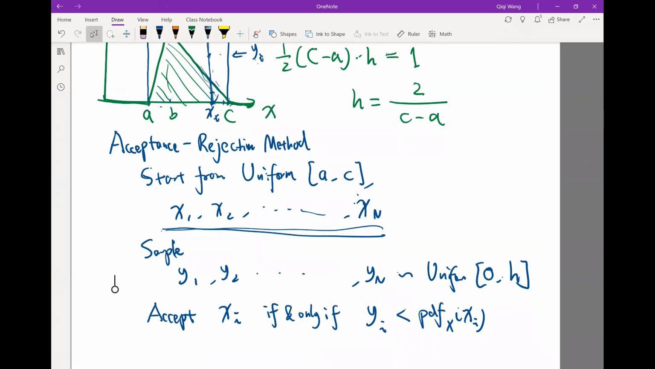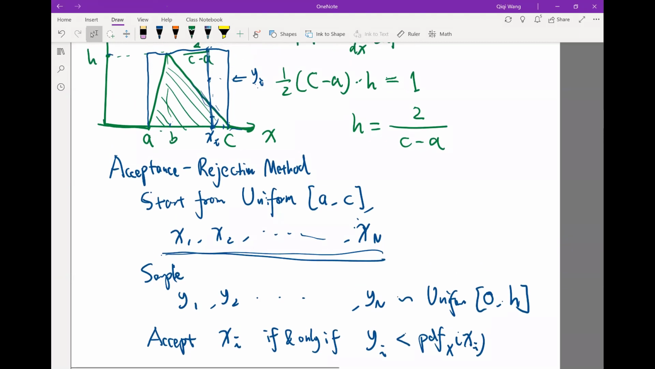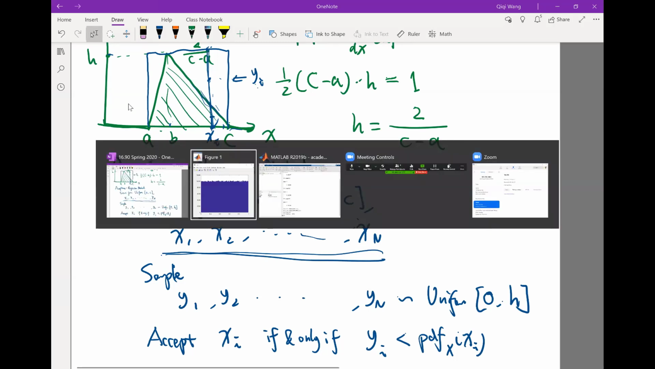And the resulting distribution is going to be distributed now according to this triangular distribution. Okay, any questions here before we try to see how this works in MATLAB? No? Okay, so let's try it in MATLAB.